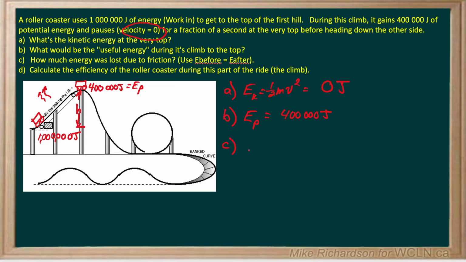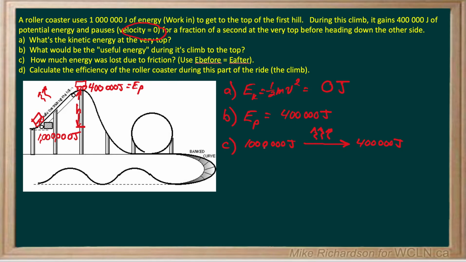Question C, how much energy was lost due to friction? Well, there's other energies involved. We mentioned noise, for example, but if we assume a majority of it is friction, the roller coaster started with 1 million joules of energy, and by the time it dragged that coaster to the top, 400,000 joules was left over as potential. That means the rest was kind of lost as heat.